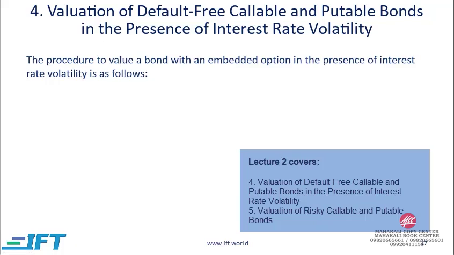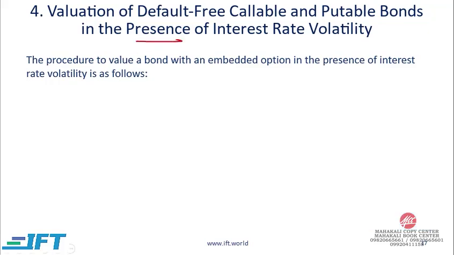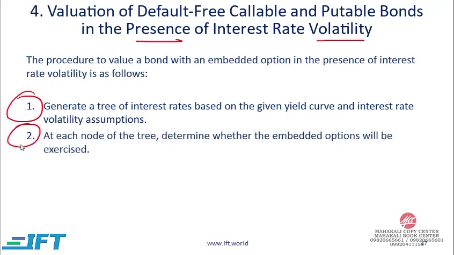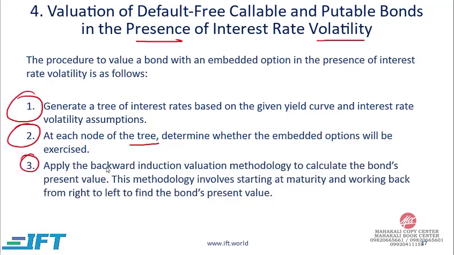We'll now look at how to value default-free callable and puttable bonds in the presence of interest rate volatility. We follow a three-step process. Step 1 is to generate a tree of interest rates based on the given yield curve and interest rate volatility assumptions. Step 2 is the following. At each node, we should determine whether the embedded options will be exercised. In step 3, we apply the backward induction valuation methodology to calculate the bond's present value.